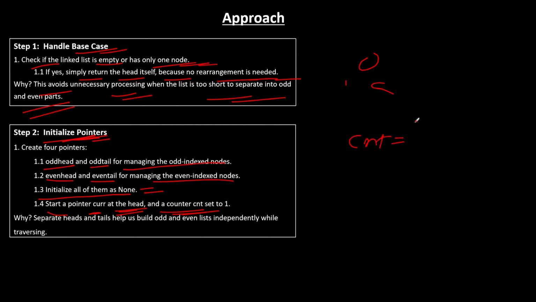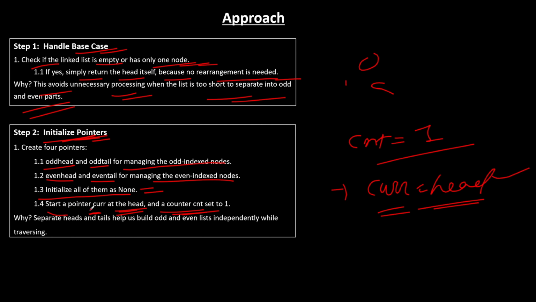Because the first index or the first node of the linked list is odd based. That's why we take it as 1. And current has to point to a head. Otherwise, we will not be able to iterate the linked list. That's why we take the current pointer rather than iterating the complete head pointer itself. Fine. Now, separating heads and tails help us to build the odd and even list independently while traversing, as we discussed earlier.